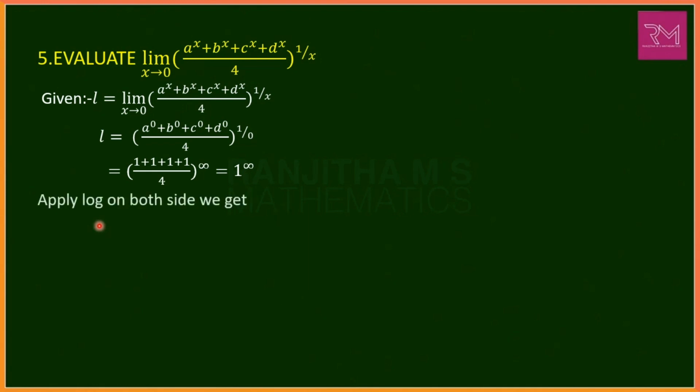For that, we have to apply log on both the sides. This is a very important step. To convert this form to the 0 by 0 or infinity by infinity form, we have to take log on both the sides. If we apply log on both the sides, we get log L is equal to limit as x tends to 0 log of a power x plus b power x plus c power x plus d power x divided by 4 whole power 1 by x.